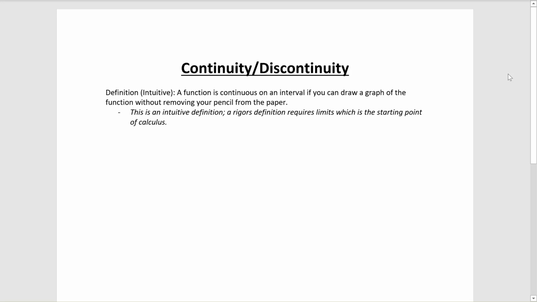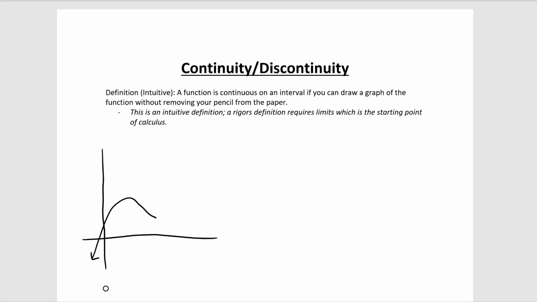Now, this is intuitive. You need limits, which are the starting point of calculus, to write a rigorous definition, so I don't want to use that right now. So, anytime you have a picture and you can draw the graph without picking up your pencil, you're going to have something that is continuous.